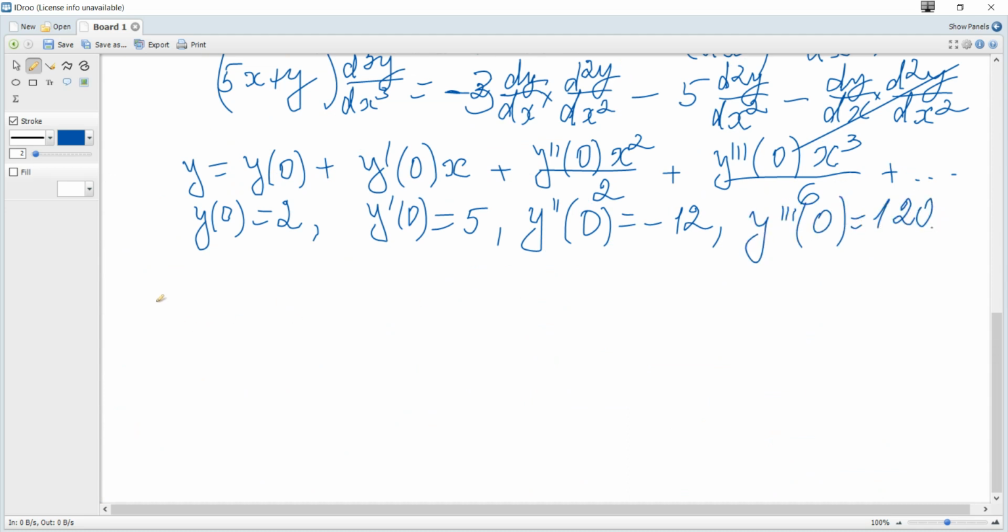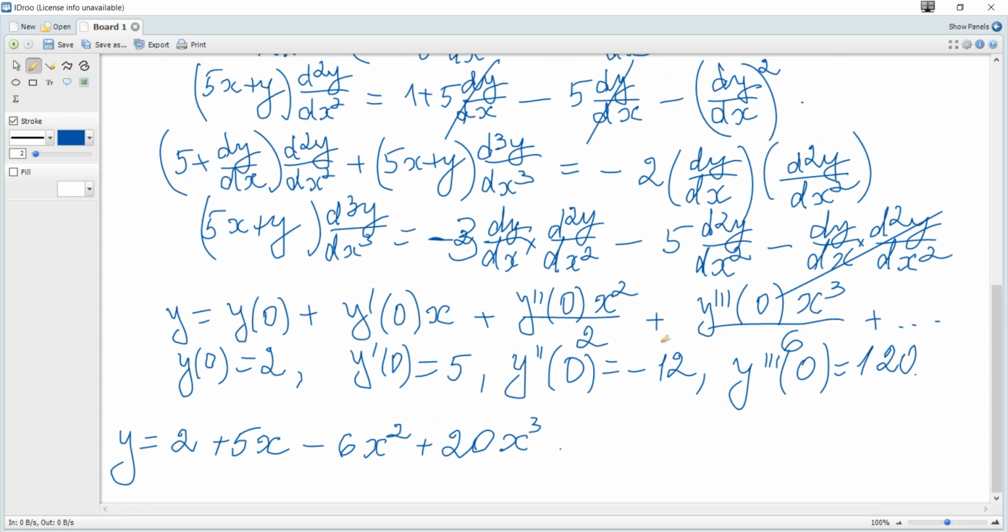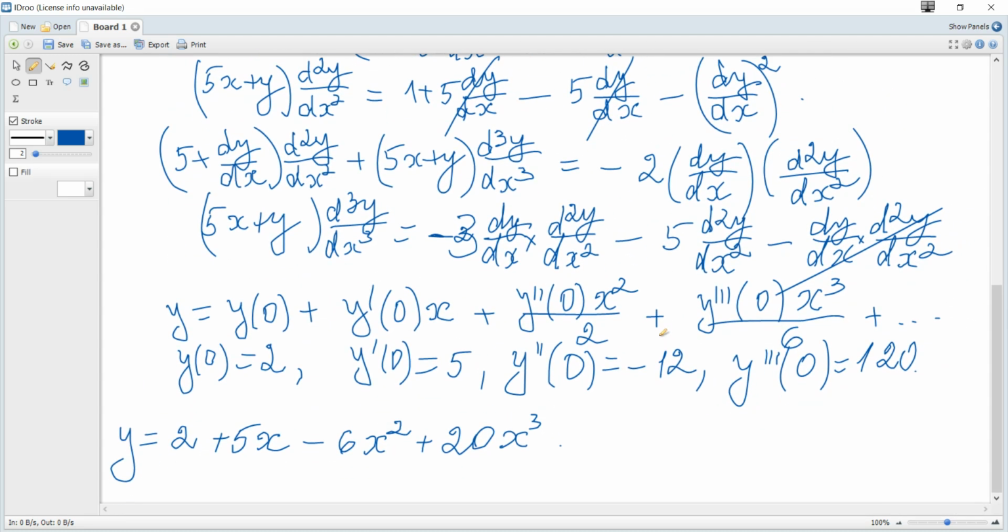Hence, the required expansion of y becomes y of 0, which is 2, plus 5x, negative 12 over 2, negative 6x squared, and 120 over 6, it's plus 20x cubed. And that's all for this question.